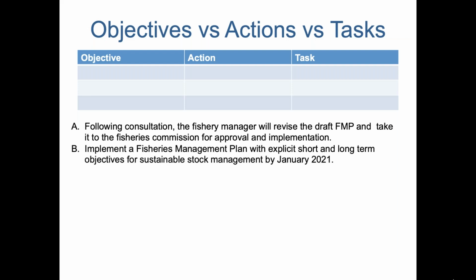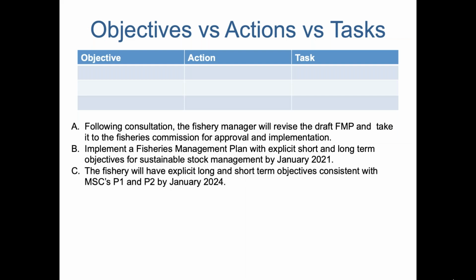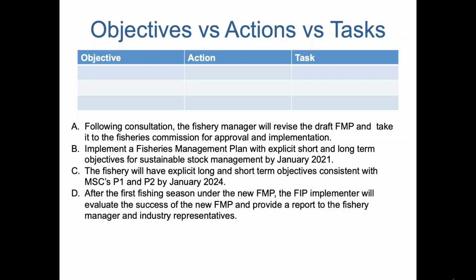B, implement a fisheries management plan with explicit short and long-term objectives for sustainable stock management by January 2021. C, the fishery will have explicit long and short-term objectives consistent with MSC's P1 and P2 by January 2024. D, after the first fishing season under the new FMP, the FIP implementer will evaluate the success of the new FMP and provide a report to the fishery manager and industry representatives.